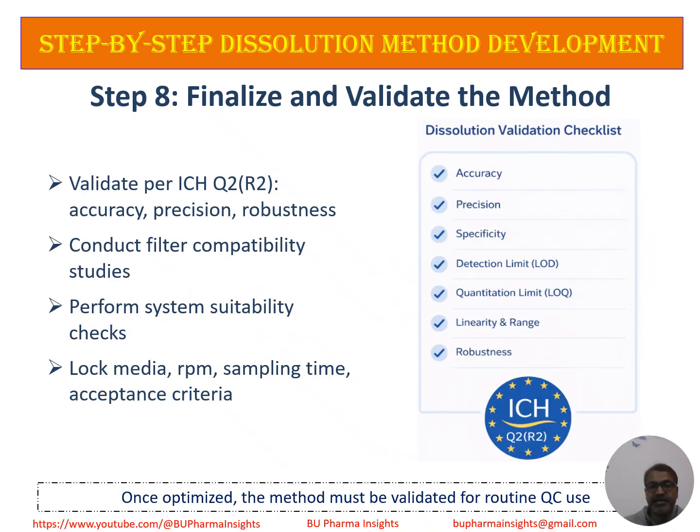Next step is to validate the method. For this, robustness testing is essential for a reliable dissolution method. This includes deliberately varying RPM, pH, media preparation, and degassing conditions to confirm the method remains stable. Robust methods reduce OOS risk and strengthen regulatory confidence in filings. Once optimized, the dissolution method must be fully validated before it is used for routine QC testing.